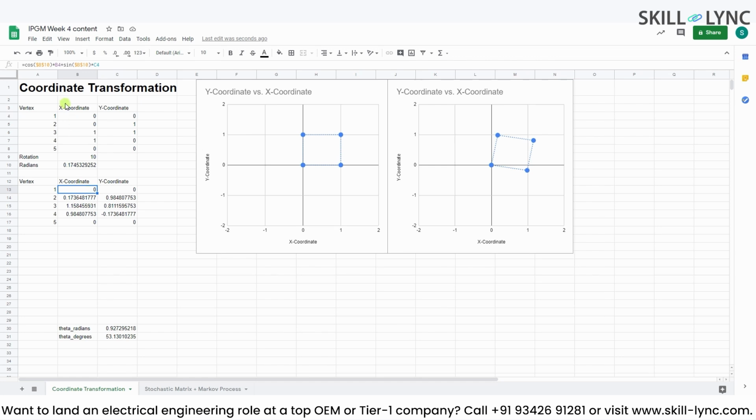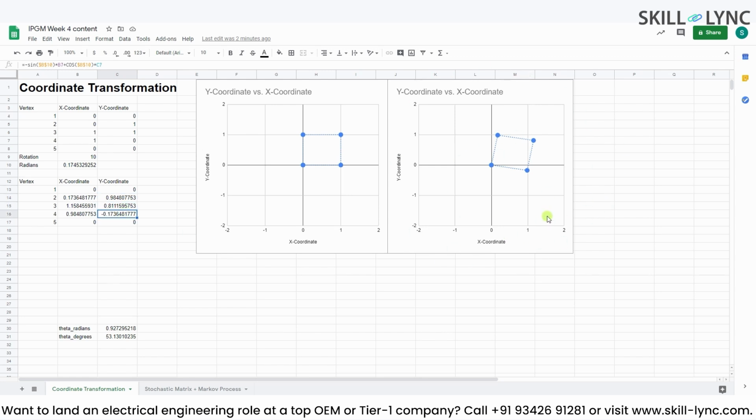So for the x coordinate, you can see that the formula is cos theta times the coordinates plus sine theta times the coordinates, whereas for the y coordinate there is a minus sign that comes out. But essentially that's the transformation that I apply for all the cells, and I'm able to do this.